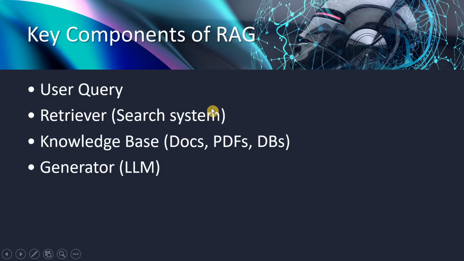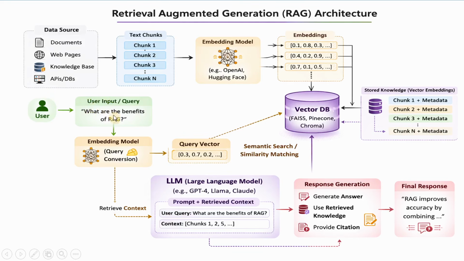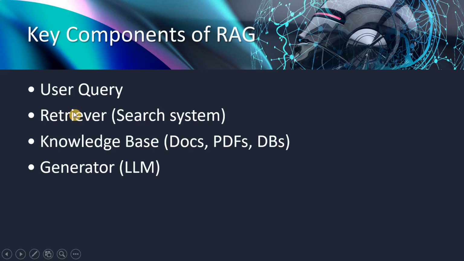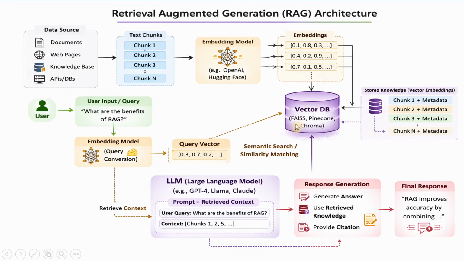All right, so key components of RAG. So user query, a retriever search system, knowledge base (doc, PDF, DB), and generator LLM. So this is the user query. Okay, what are the benefits of RAG? And these are the retriever search system. So you are searching in the vector DB using the query through the embedding model. All your queries will be converted to tokens, and then the query vector will be created, and based on this query vector, a semantic search will be made and similarity matching will be performed.